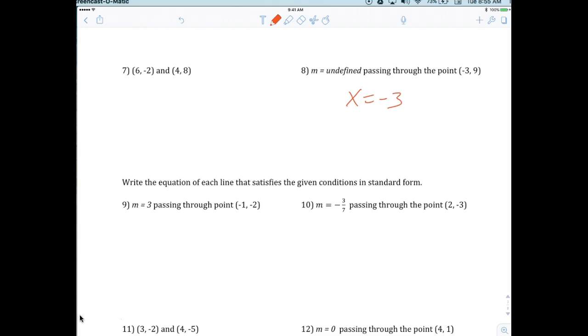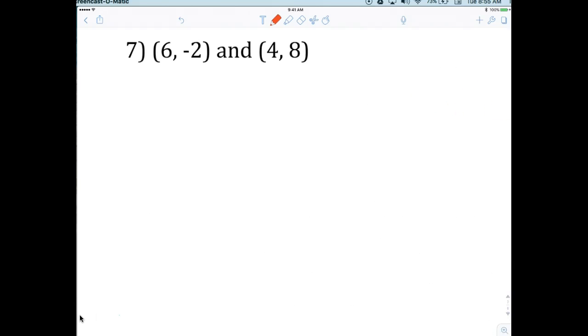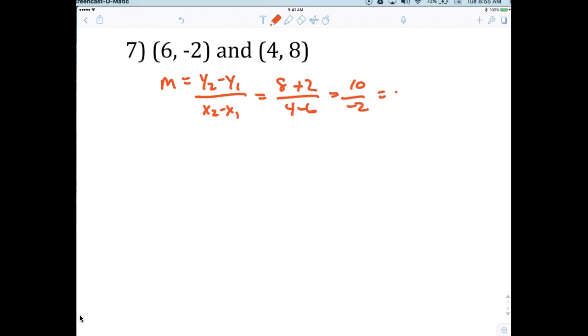So for number 7, we have to find the slope first. M equals, I'm just going to write it up here, y2 minus y1 over x2 minus x1. So 8 plus 2 over 4 minus 6, 10 over -2, which is -5.